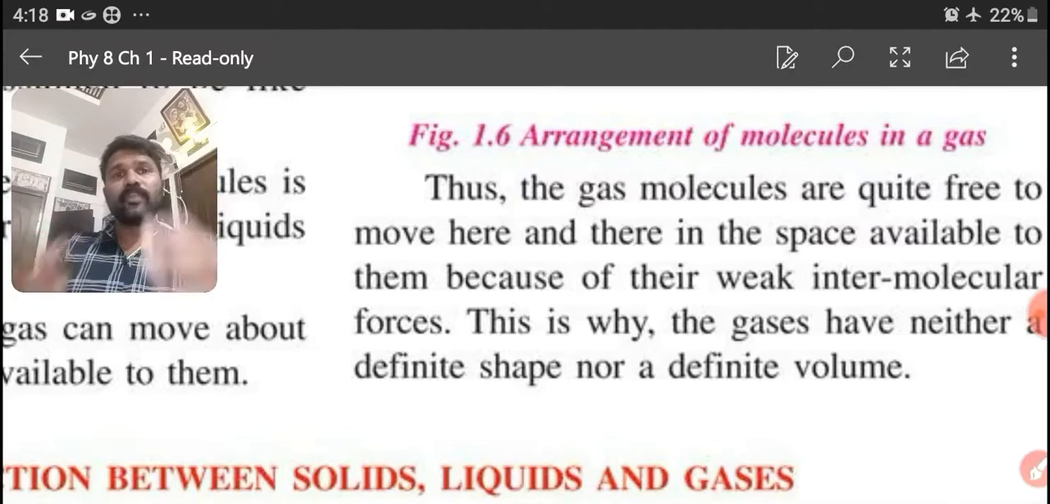The molecules in a gas are arranged very freely, very far apart. That's why the intermolecular force in gases is very weak. That is why gases have neither a definite shape nor a definite volume.